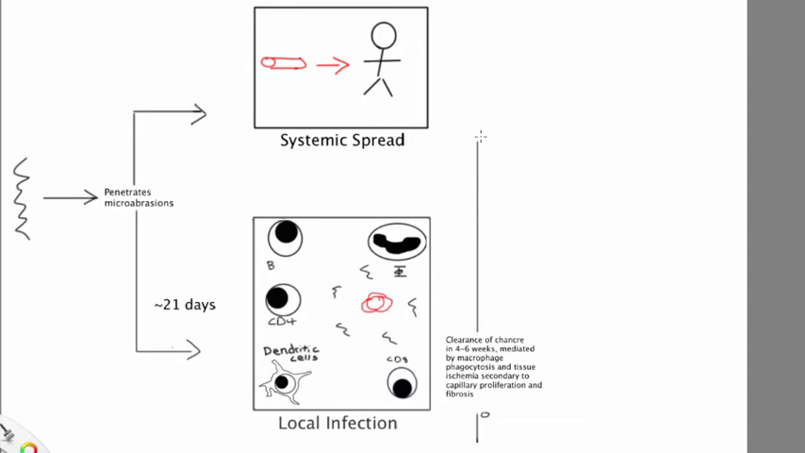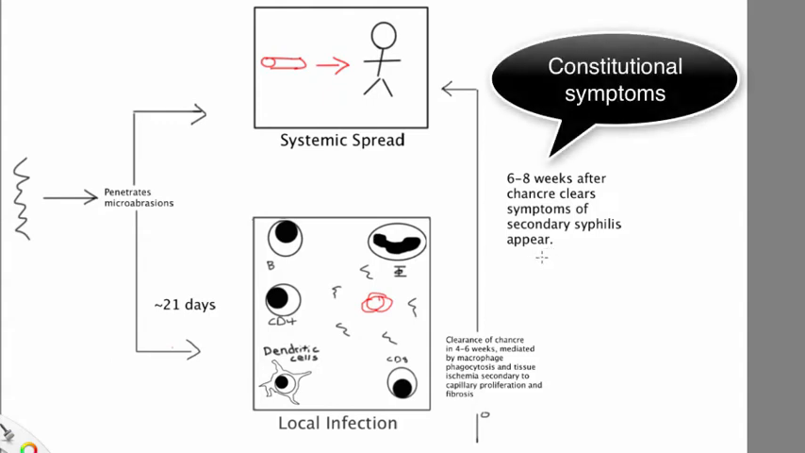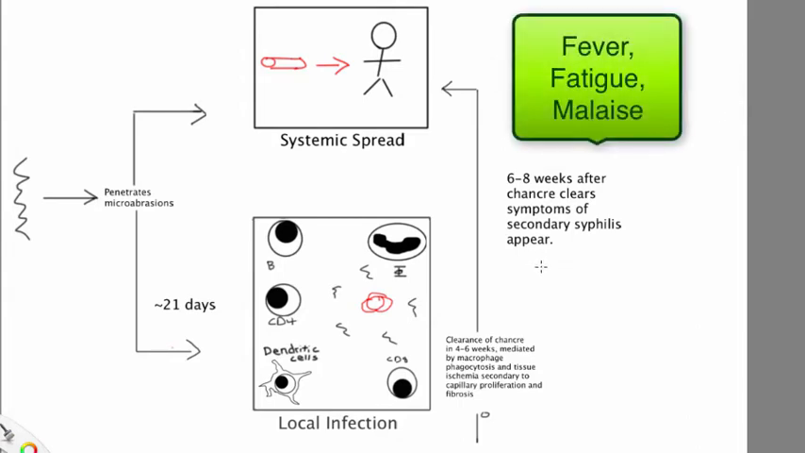So about 6 to 8 weeks after the disappearance of the chancre, patients can begin to show signs of secondary or disseminated syphilis. So let's go through this timeline one more time. You're inoculated. 21 days later, you get a chancre. The chancre clears in about 4 to 6 weeks, and then 6 to 8 weeks after that, you begin to show signs of secondary syphilis. People experiencing secondary syphilis can have constitutional symptoms from increased systemic cytokines, constitutional symptoms like fever, fatigue, malaise, etc.